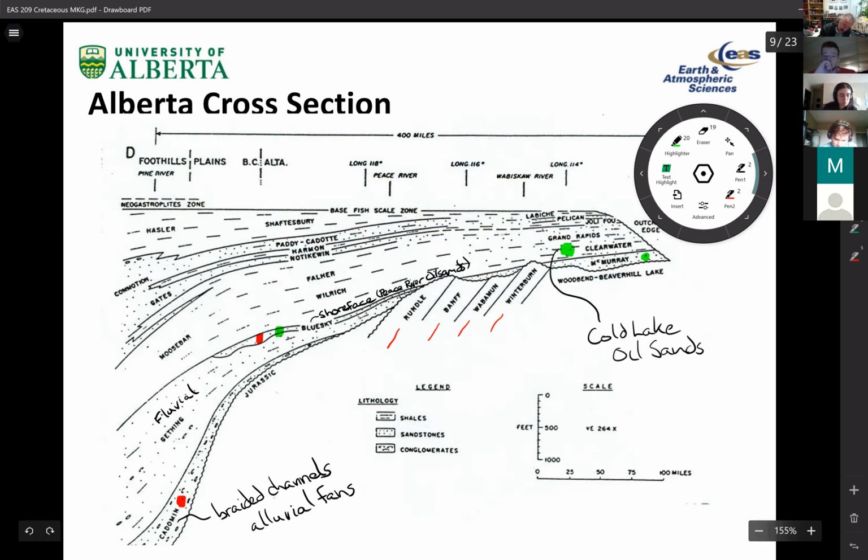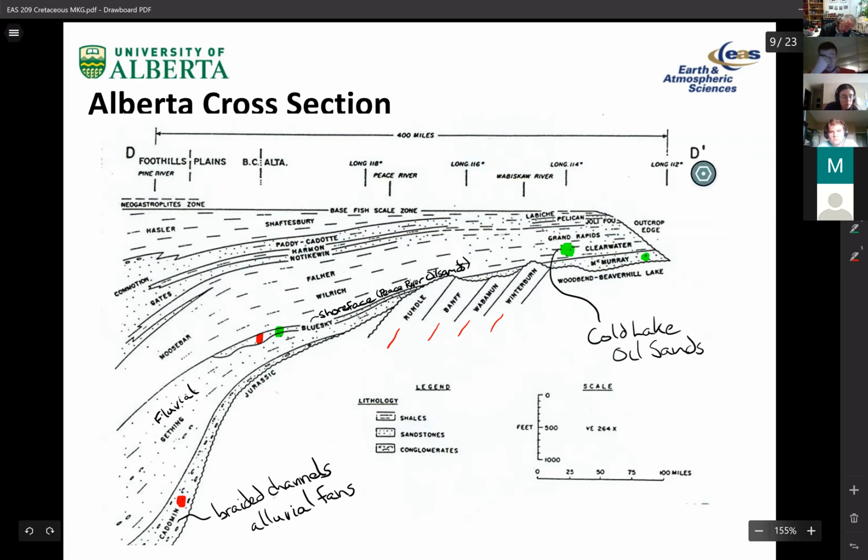And then we have other units here. We're going to go to the Falher, which more than anything, we're going to call liquid rich gas play. That's a shore face deposit. The Falher is, just write that down, okay? And then above this, we get into ultimately the Paddy Cadot.